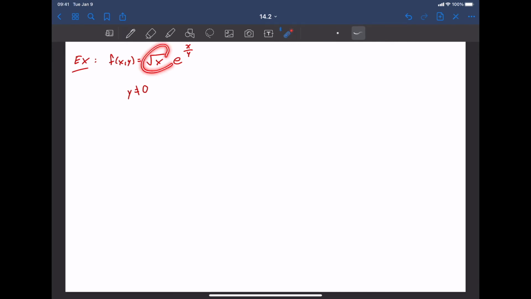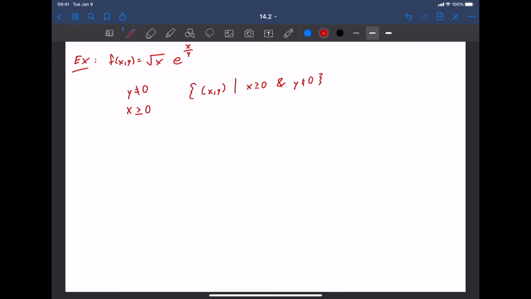What about the square root? The square root's fine everywhere besides x being less than 0. So we're saying x has to be greater than or equal to 0. And how do we write that in set builder notation? This notation, such that x greater than or equal to 0 and y is not equal to 0. That's all it takes. You want to make sure you're saying and, not or. Don't try to use funny notation. We need both these things to be true, or else this function is not defined.